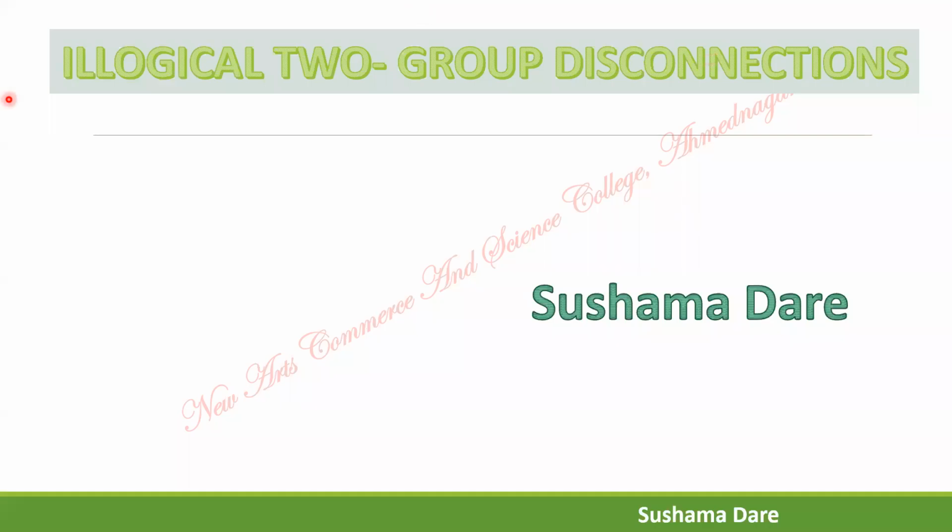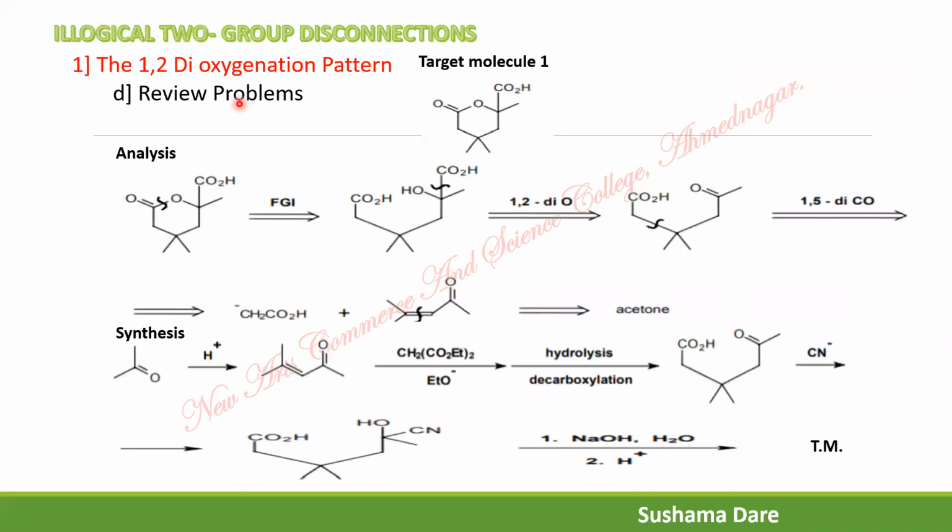Dear student, in this video, I am talking about the next part of one-group and two-group disconnection. In the previous video, we talked about the alpha hydroxycarbonyl compound, 1,2-diol, and the illogical electrophiles. Now, some problems regarding this.